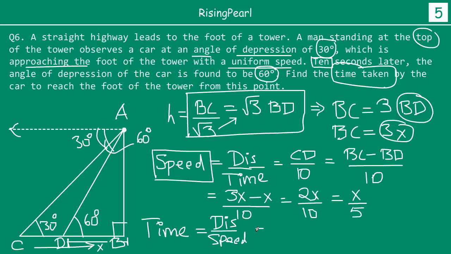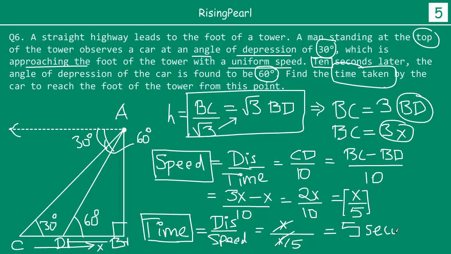Now, what are we trying to find out? The time it will take for the car to travel from D to get to B. So the distance BD is x, that is what we have assumed, divided by the speed of the car, which we just found out. So that will be x divided by x over 5, or in other words, x and x will cancel out, it will be 5. So 5 seconds.